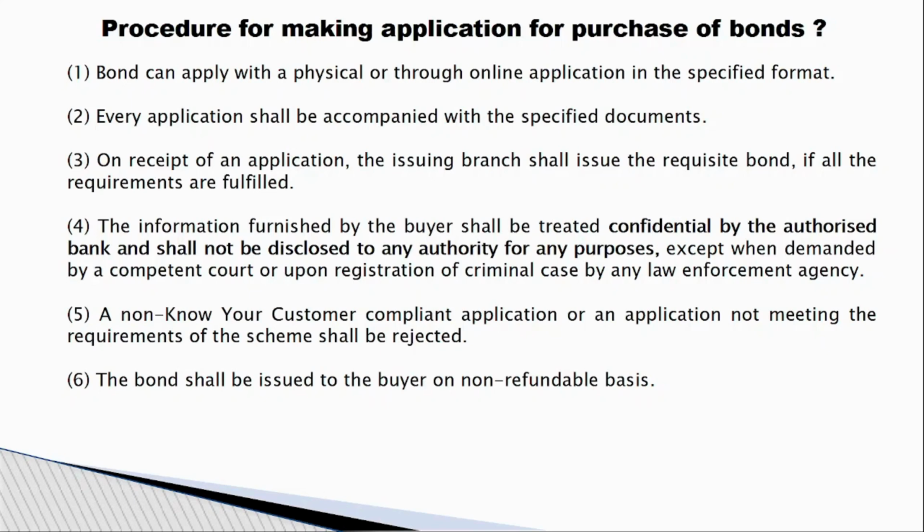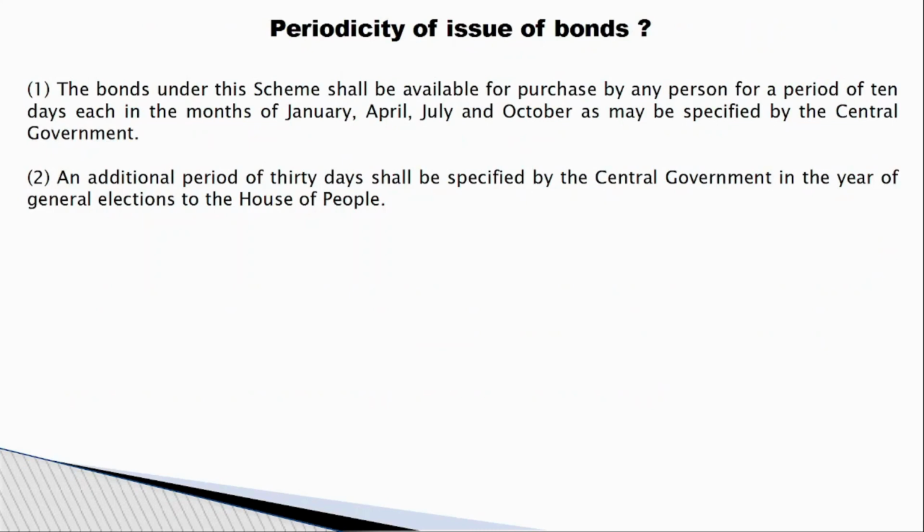Once you buy the bond, it is not refundable. So you have to give it to a political party only, otherwise it will expire. You will not get any refund. And the periodicity of the issue: will they issue these bonds daily? No, they will mention the period. For example, January, April, July, and October, 10 days. In these 4 months, they will open a window for 10 days. During that 10-day window you can buy, but in special cases the central government can give additional days also. During those days also you can buy these bonds. An additional period of 30 days can be given.